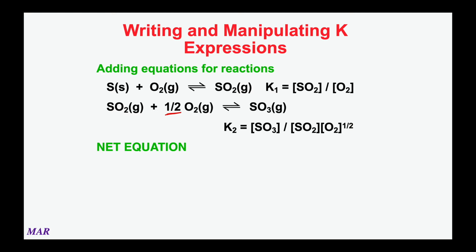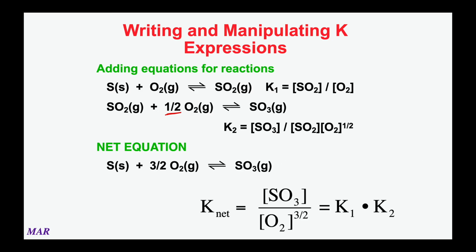So just as a quick reminder from math, something raised to the 1/2 power is like the square root, all right? We'll come back to that in a future part. Anyway, let's say that we wanted to go directly from sulfur and oxygen to sulfur trioxide, i.e. ignore the SO2 intermediate, if you will. Well, no problem. So first of all, the K net for our overall reaction would be just sulfur trioxide divided by O2 to the 3/2 power, all right?